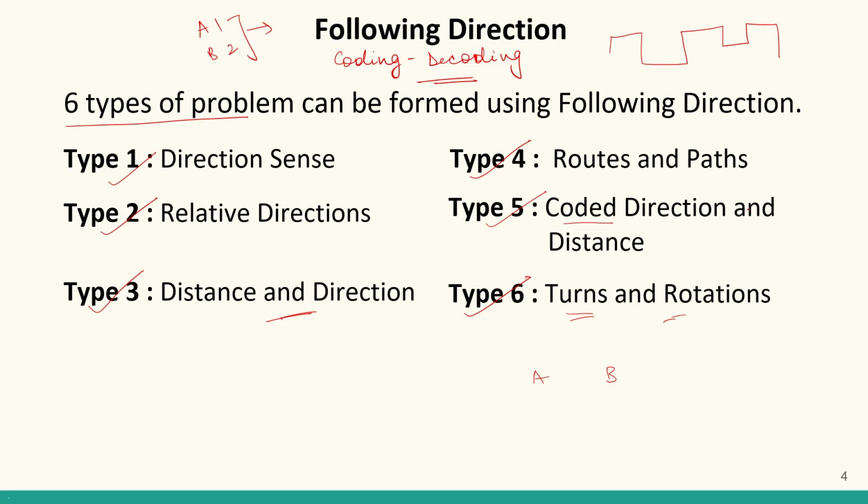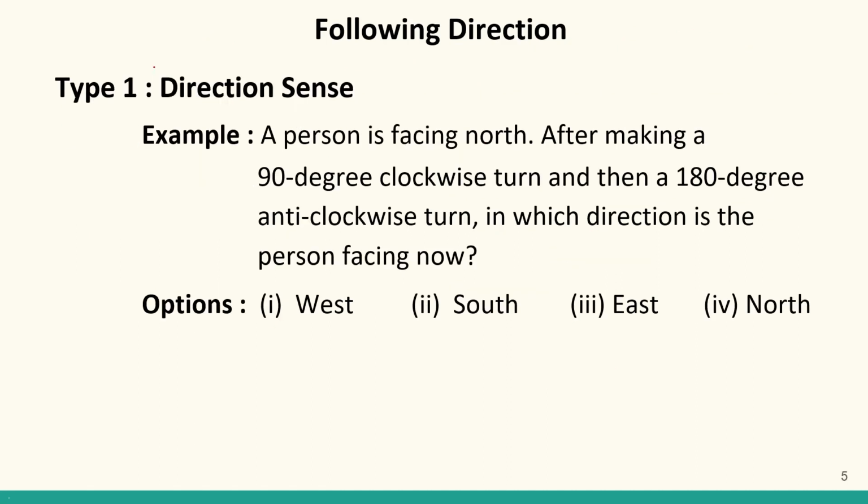So let us understand each of them one by one. This is example 1 based on direction sense. Let me draw the chart for your reference. This will be north, this will be south. Similarly, this will be east and this will be west. This will be northeast, this will be southeast, this will be southwest, and this will be northwest. Simple, nothing very tricky, right?